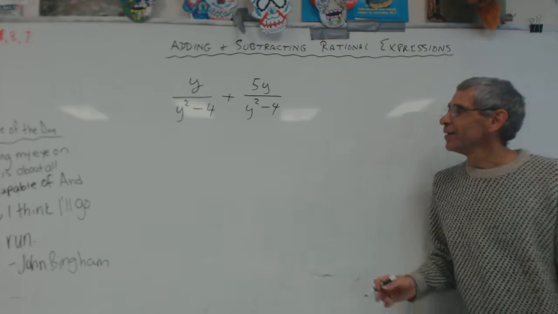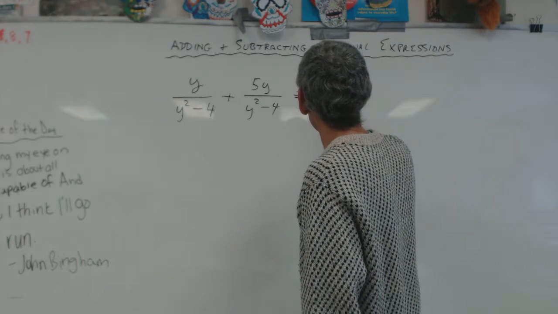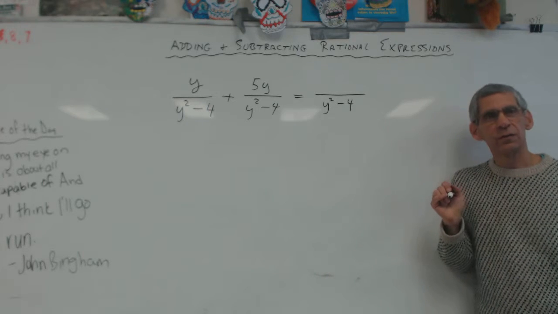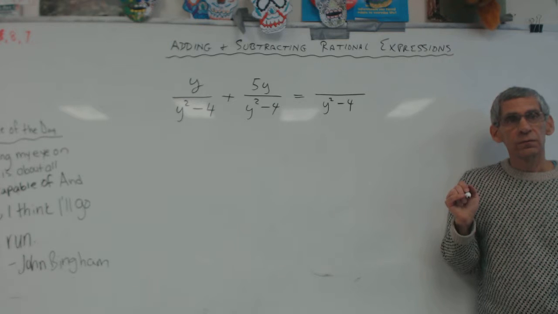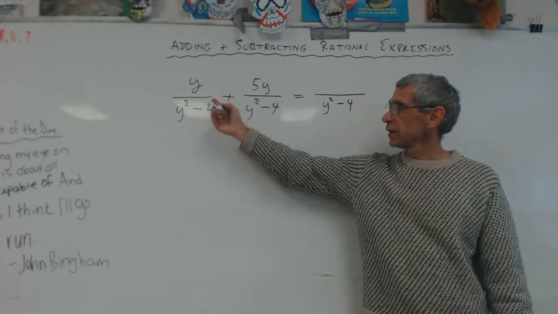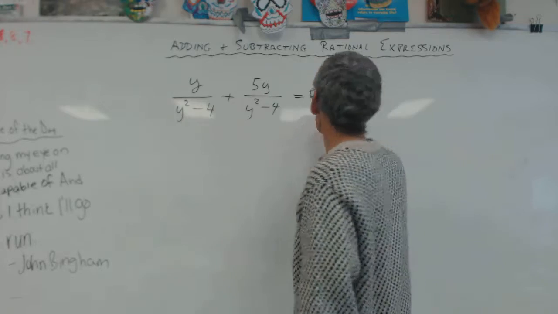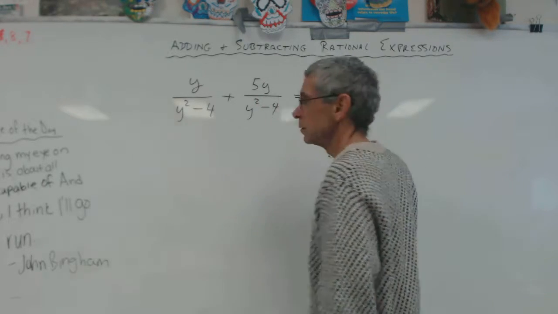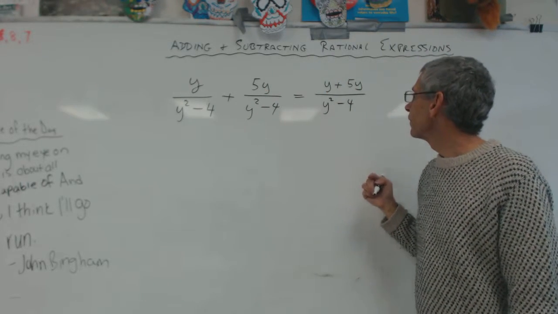You're right, Will. The denominators are the same, right? So I can immediately just write my denominator down below. Now, what do I put upstairs? Luca, what do I put upstairs? You just put exactly what it says: y, and then plus 5y. Y plus 5y. That's what it says, right?